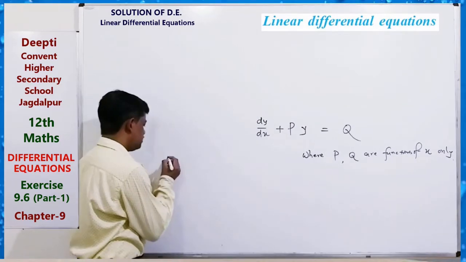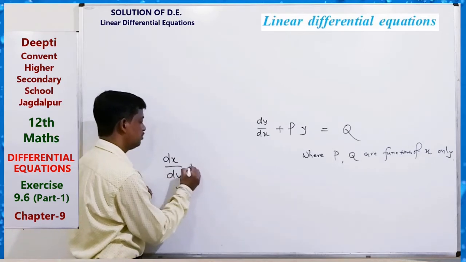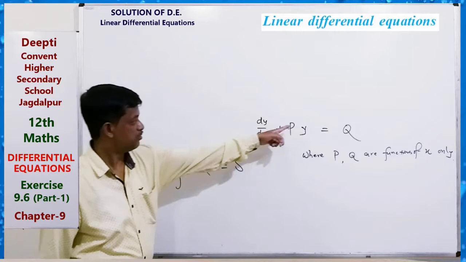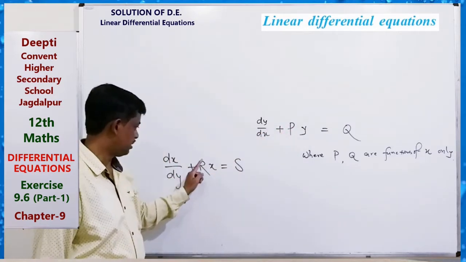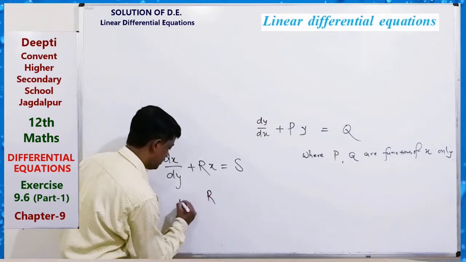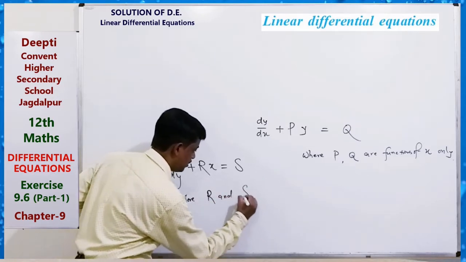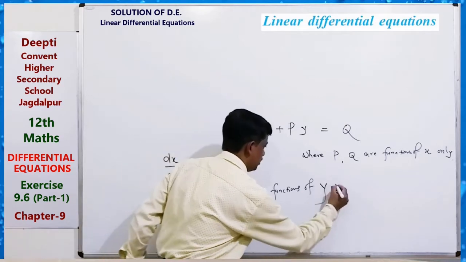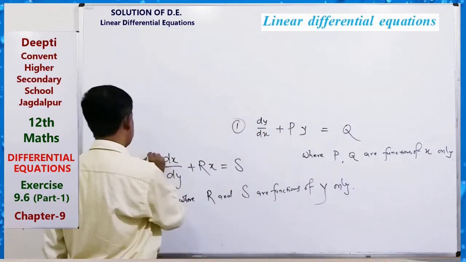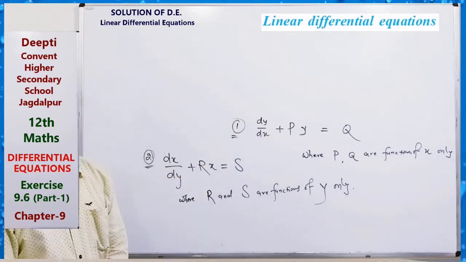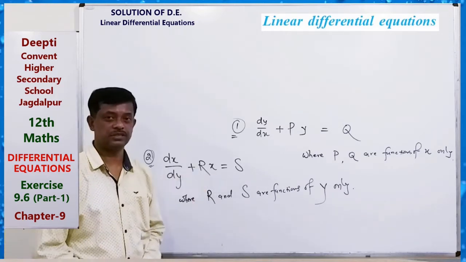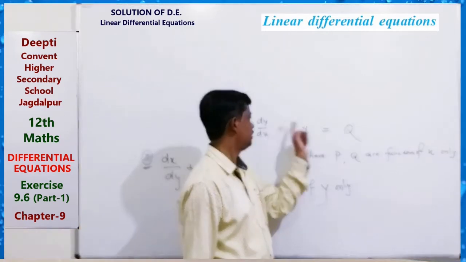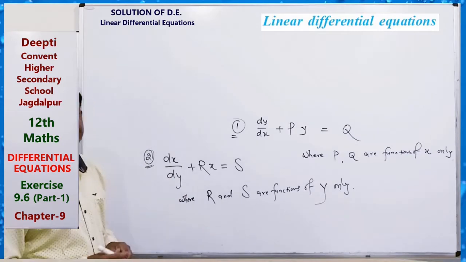Clear? Another form is like this: dx by dy plus r x equals s. Here it is y, here x, here y, so r and s are functions of y only. So this form or that form, both are standard forms of linear equation. If we can write the equation in this form, where r and s are functions of y only, or p and q functions of x only, this is called linear differential equation of first order and first degree.